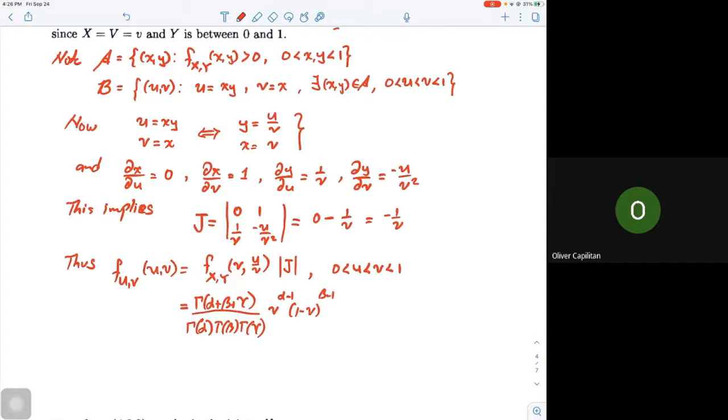And then we have y. Yung y natin ngayon is u over v. So u over v to the alpha plus beta minus 1, and then we have also 1 minus u over v, raised to gamma minus 1, then times 1. Okay, the absolute value of the Jacobian of our transformation, we have positive 1 over v. Ito yung sa last part.